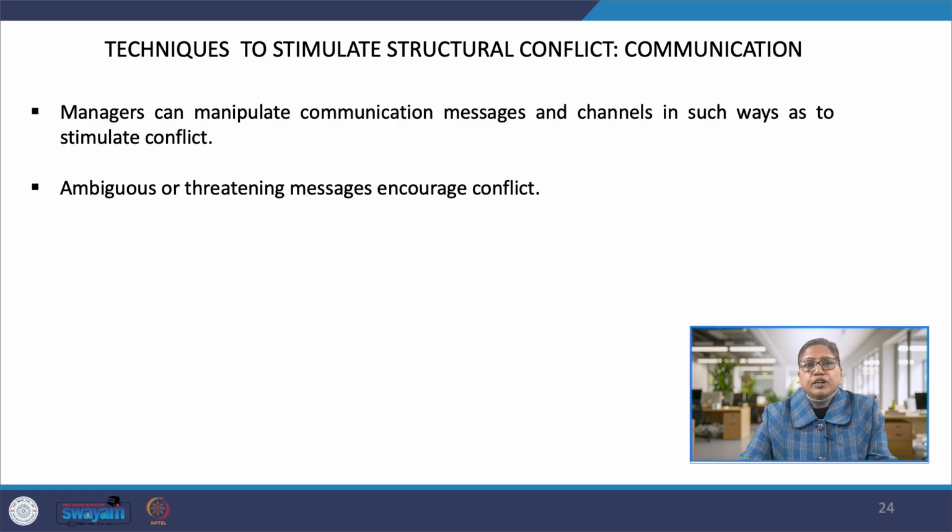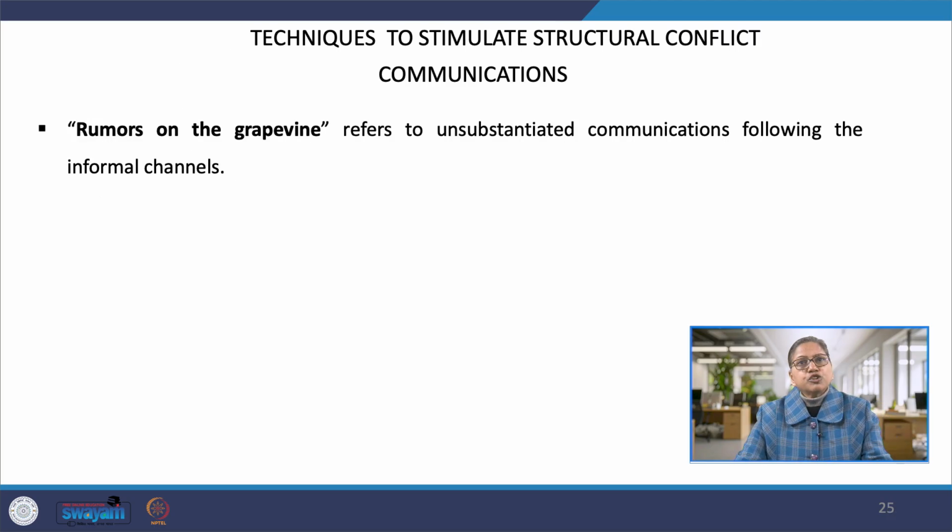Ambiguous or threatening messages encourage conflict. Information like a department is to be eliminated or that a layoff is likely to occur will accelerate the intensity of conflict. These kinds of messages can be transmitted through the formal channels or informal channels, and communication can to some extent stimulate structural conflict. The latter includes all loosely knit and ill structured network, like informal way of communicating about, say, a department getting eliminated or the layoff to happen.